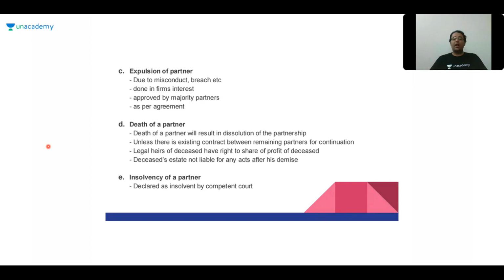And once the partner dies, his estate or his legal heirs are authorized to collect his belongings or his balance from the partnership firm, if any. Deceased estate is not liable for any acts after his demise. Similar to retirement, after the demise the estate or the property of the deceased is not responsible for any acts of the partnership firm or the partners, it is only up to his demise that can be adjusted against his estate. Insolvency of a partner declared as insolvent by competent court, again he will be removed from the partnership firm.